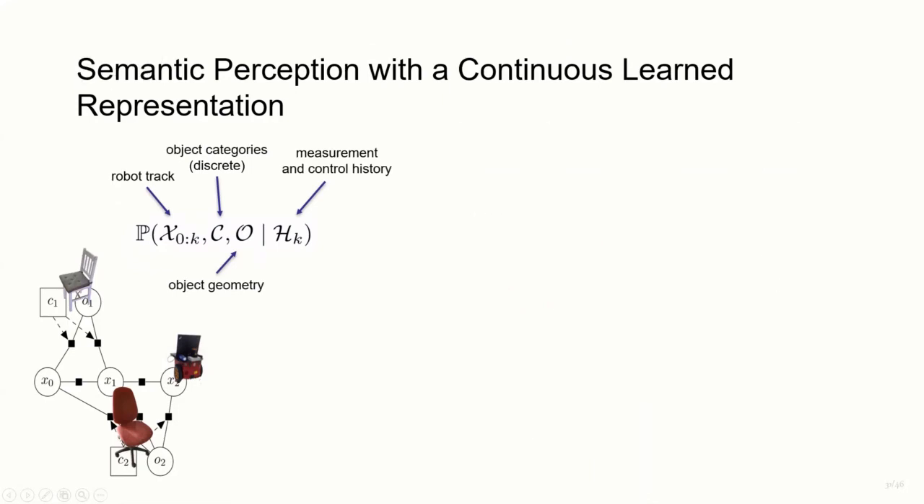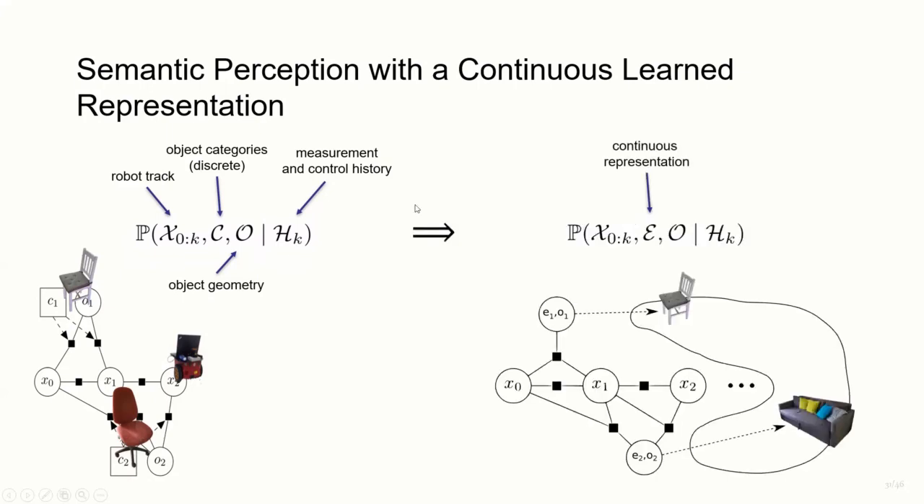The idea, since the problems are caused by the discrete variables, what if we could somehow replace the per-object discrete classification with a per-object continuous representation vector? If we do that, then we would be dealing with a continuous inference problem, right, which we know how to solve efficiently. And here's the corresponding factor graph.